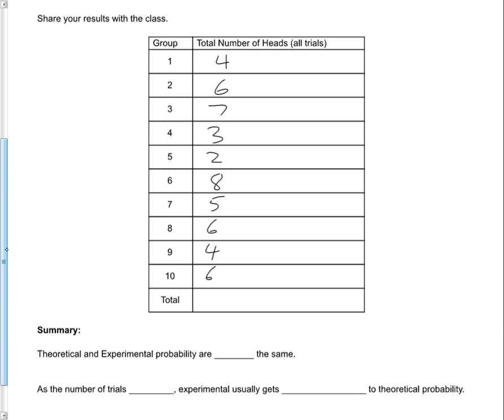But what we're going to do is total up our results here. So we've got 4 plus 6 plus 7 plus 3 plus 2 plus 8 plus 5 plus 6 plus 4 plus 6, and we end up with 51. Because each group tossed it 10 times, 10 flips for 10 groups, that means out of 100 times. So 51 out of 100 times, or 51% of the time, if we average out all of the experiments, heads was actually rolled.